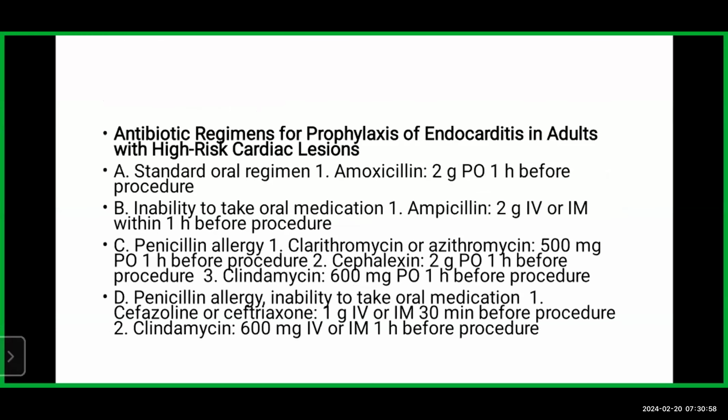All right, so these are the regimens for antibiotic prophylaxis. Standard oral regimen will include amoxicillin 2 grams 1 hour before the procedure. If the person cannot take oral, you can use ampicillin 2 grams IV or IM within 1 hour. If the person is allergic to penicillin, you can use clarithromycin or azithromycin. If the person is allergic and unable to take oral, you can use cefazolin, ceftriaxone, or clindamycin.